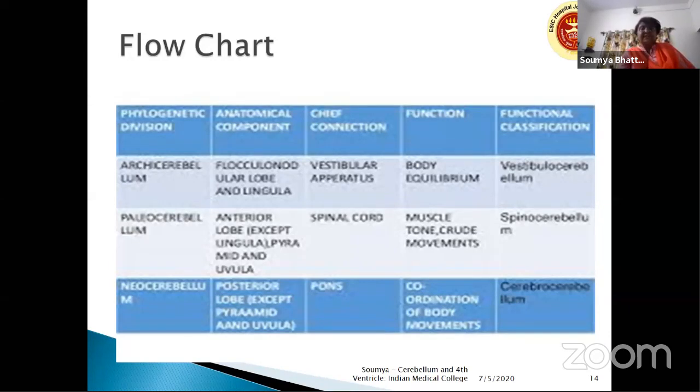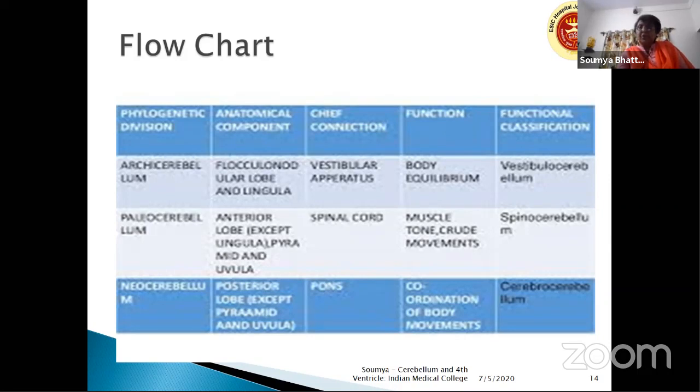Now I will show you this flow chart. For your remembering purpose, you can quickly make your own flow chart. That is, the phylogenetic division is archi, paleo, neo. Anatomical components are the different parts of the vermis and the cerebellum. Chief connections are the vestibulocerebellar, the spinocerebellar, and the corticopontocerebellar. You know the functions as body equilibrium, muscle tone, and coordination. And you know the functional classification with the vestibulocerebellum, spinocerebellum, and the cerebrocerebellum.